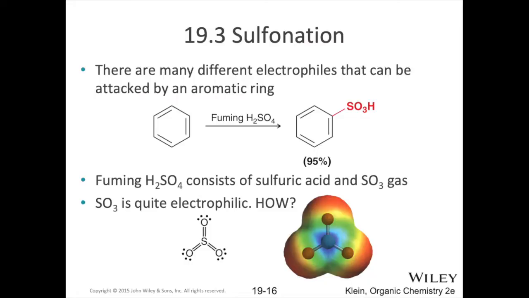Next up, we have sulfonation. So here we take our benzene reacted with what's called fuming sulfuric acid, which is basically sulfuric acid mixed with sulfur trioxide. And we get this sulfonic acid group here.